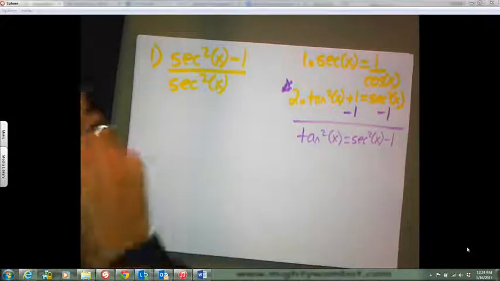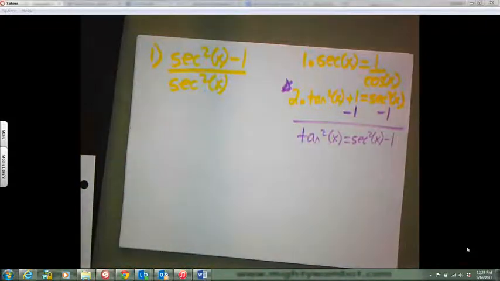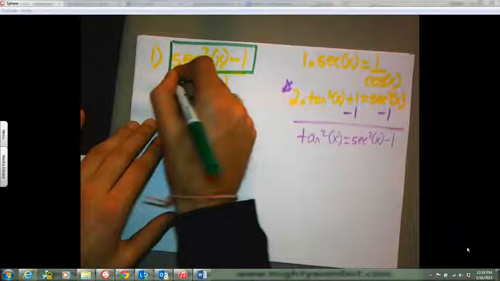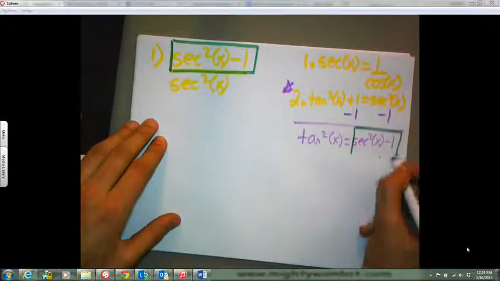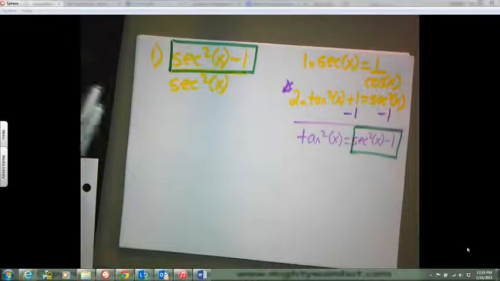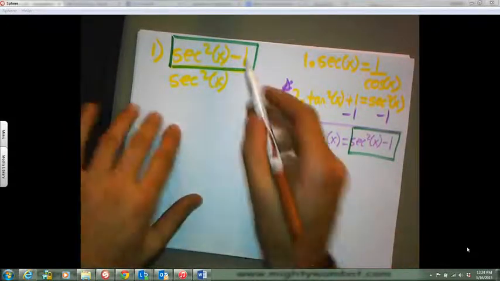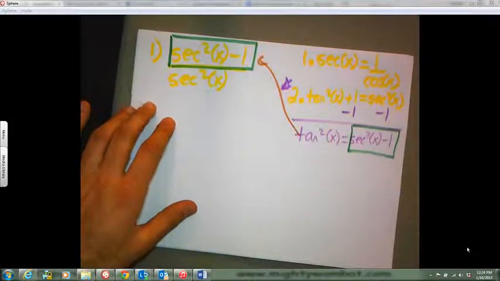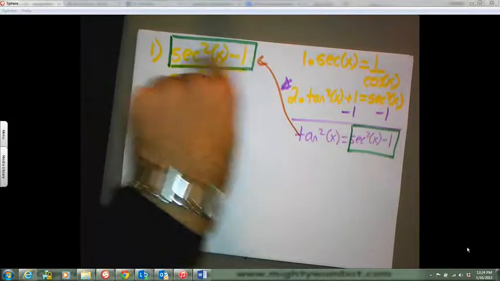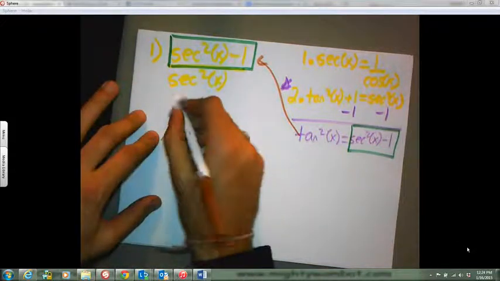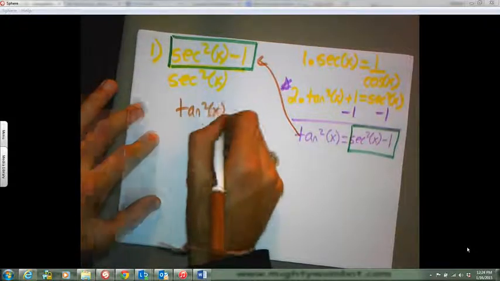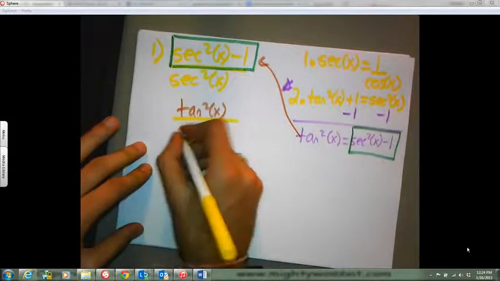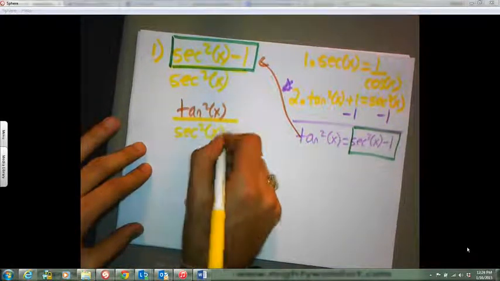So please notice something here. This green box is the same as this green box. Which means if this green box equals tan squared, then this green box must also equal tan squared. So I'm going to replace this with tan squared of x. I haven't done a thing to the bottom yet.